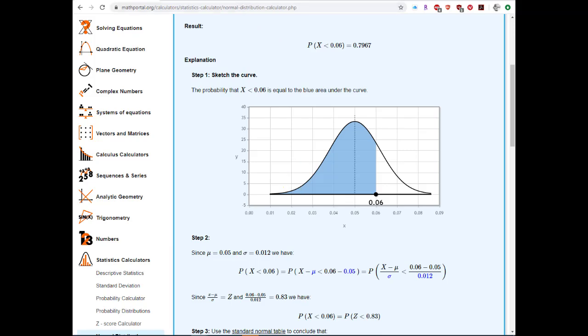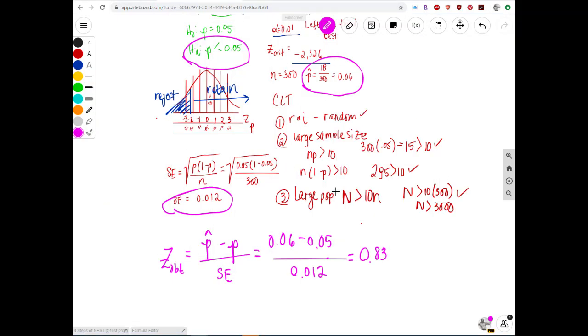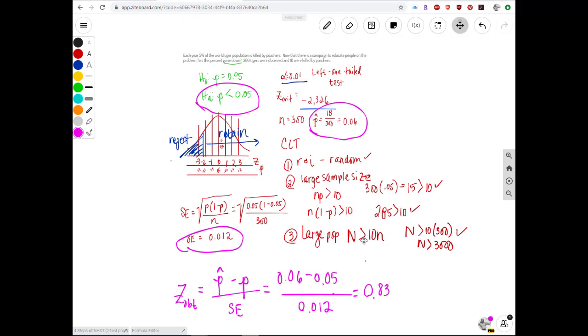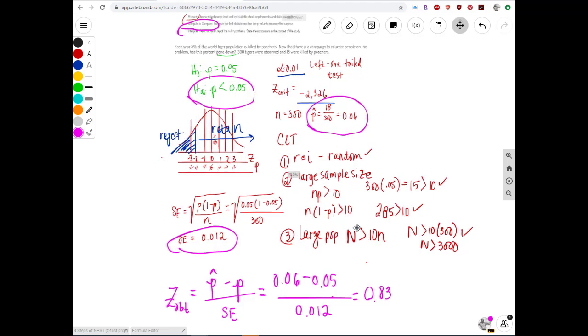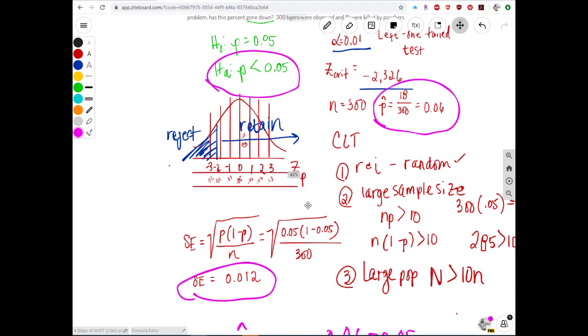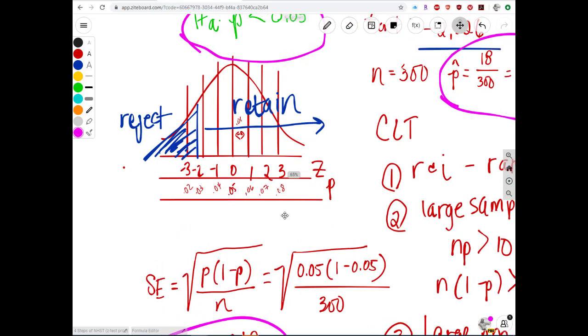So let's go over to our model and let's go ahead and put that in. And this is still the compare phase. So this is what we got right here. Zoom in on this guy. Okay, 0.06, we already knew where it was going to be. 0.06 was way out here. We said it had to be in the area of rejection for us to reject, but look where it is. It's in the area of retention. So we're going to go ahead and retain.